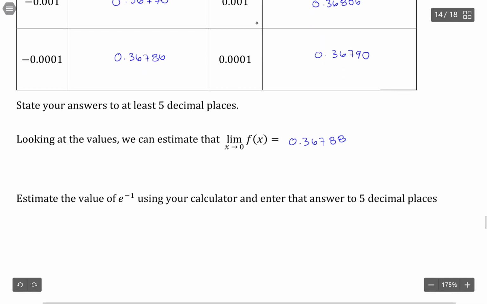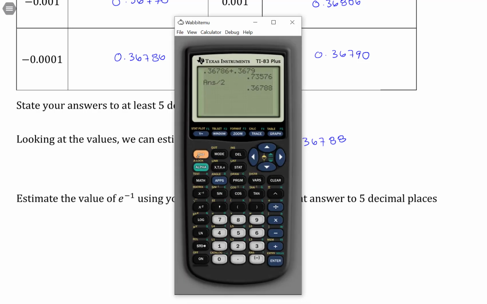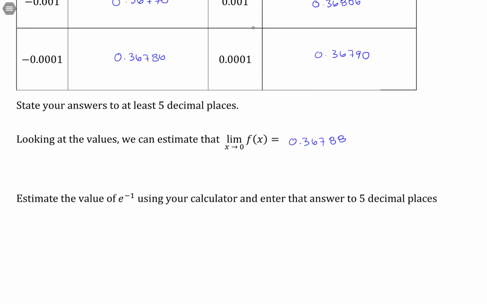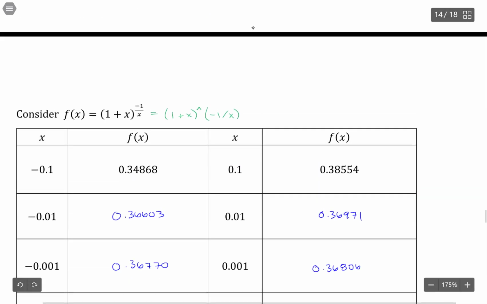0.36788. Now the next part says, estimate the value of e to the negative 1 using your calculator and enter that answer to 5 decimal places. So if I just come into my calculator and I type in e raised to the negative 1 power, it's 0.36788, which is the same thing that we just came up with. So what they're saying is this limit is actually e to the negative 1.